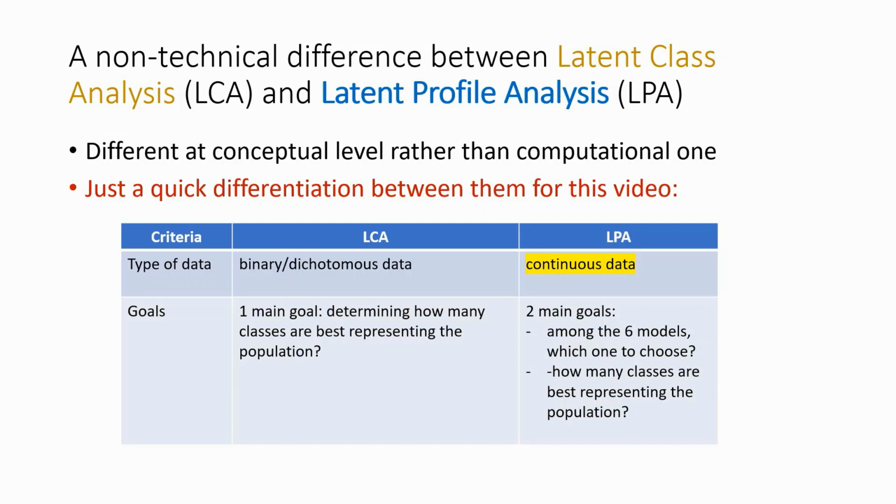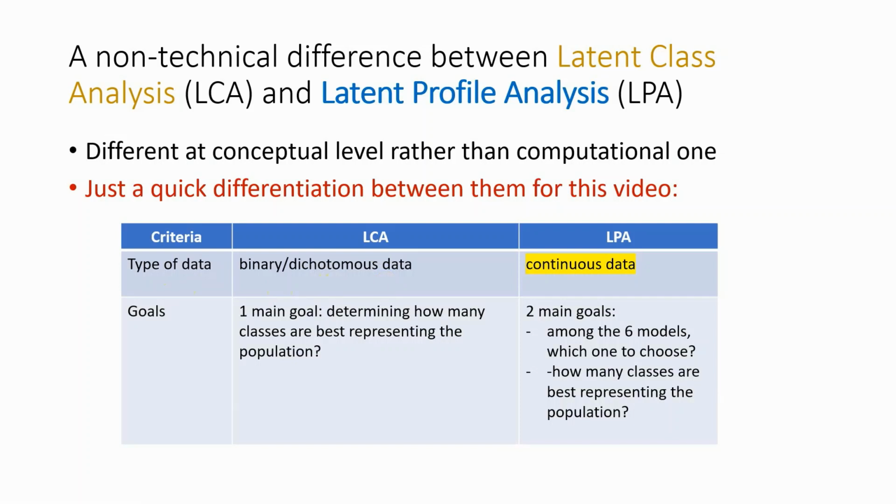So it really depends on the topic of your research and the areas that you're researching. You need to read more into the theoretical difference between them, but it's beyond the scope of this video. But just for a quick differentiation between the two, I have listed out some very basic ones. For example, the criteria here: type of data. Latent class analysis will be performed with binary or dichotomous data, which is 0 or 1, yes or no.